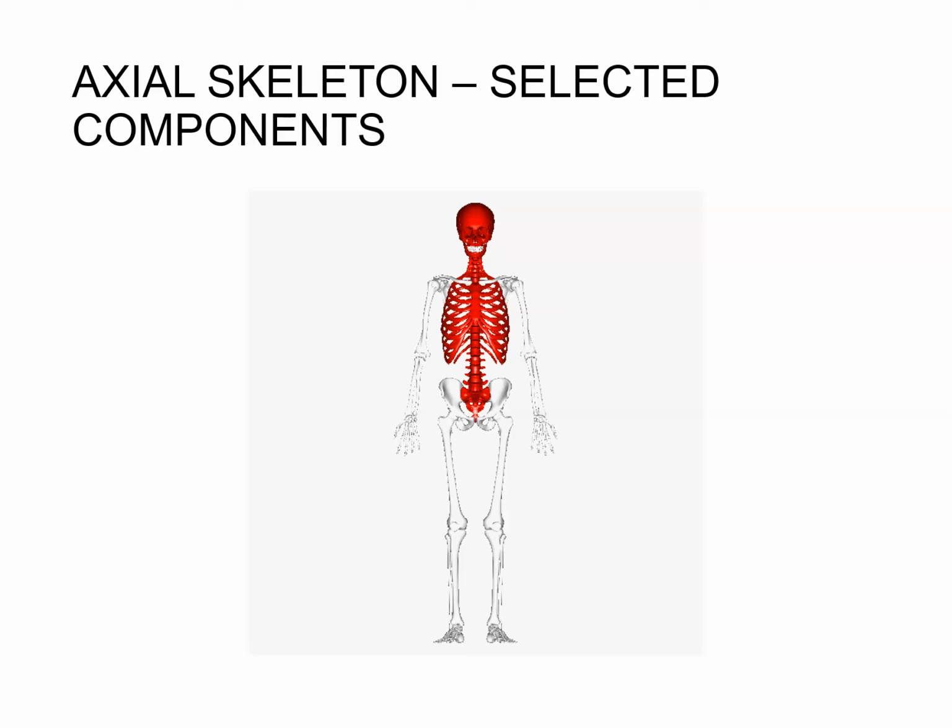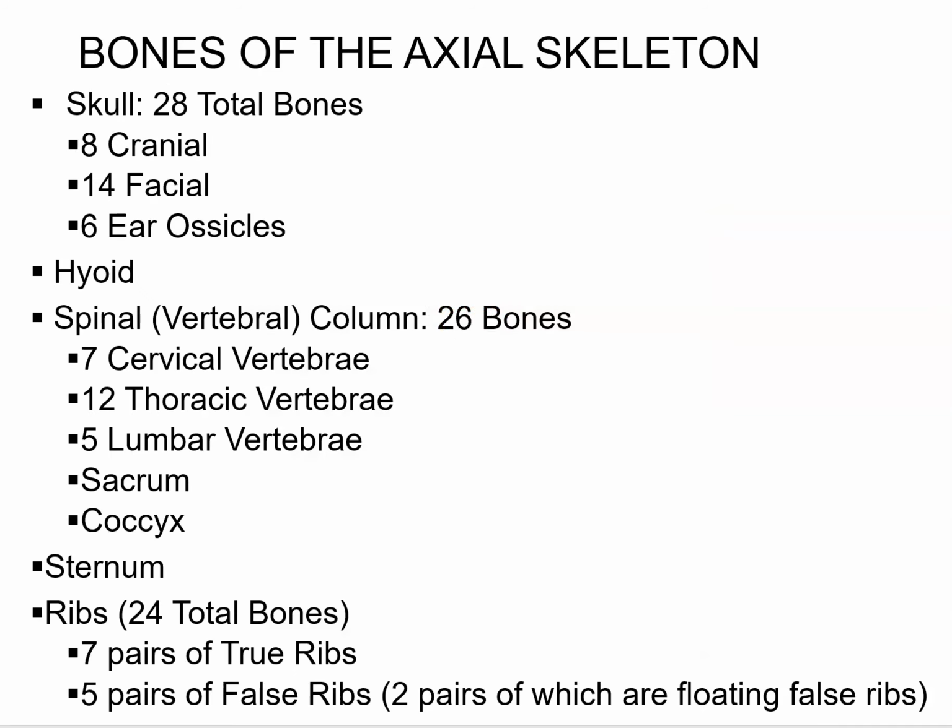We're going to talk in this section a little bit more specifically about the axial skeleton. We're going to look at some selected components. We can see the axial skeleton outlined in red here. There are 28 total skull bones, and they're divided into these categories.